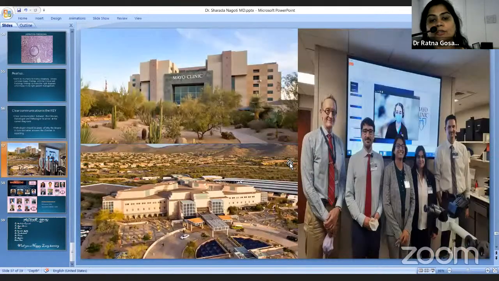So this is the Mayo Clinic campus. This is the Phoenix building, and this is the Scottsdale campus. And these were my mentors, Dr. Henry Tausler, Dr. Maxwell Smith, and this was Christoph, my fellow colleague from Germany. This is Dr. Harika, this is Dr. Yasmin Bhatt.